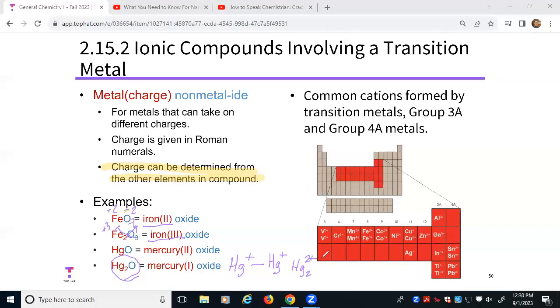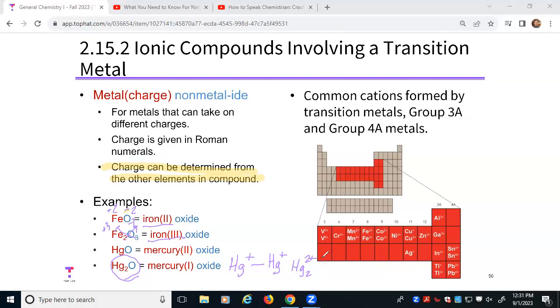Now, luckily for us, that's the only element that's really that weird. All the other Roman numerals follow just normal charge tendencies. So if I'm looking at tin 4, it's going to be Sn4+. If I'm looking at cobalt 3, it's Co3+. There's nothing funny going on with any of the rest of them.